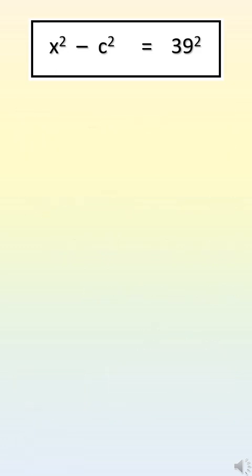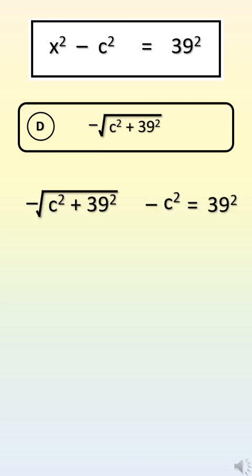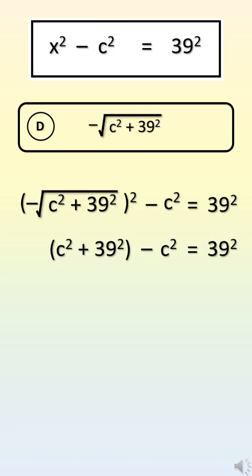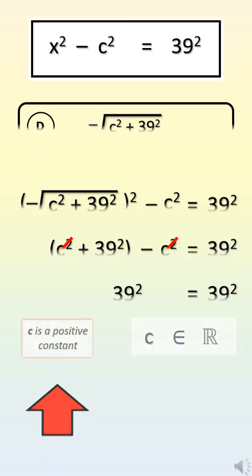Let's look at option D, negative square root of c squared plus 39 squared. Well, once again, when we substitute that in as a solution and we square it, we just get what's under the root sign. So we end up with c squared plus 39 squared minus c squared is equal to 39 squared. Simplifying, the two c squareds cancel, and we end up with 39 squared equals 39 squared. That statement is true, and that allows c to be anything, which means it can be a positive constant stipulated in the question. This is our answer.